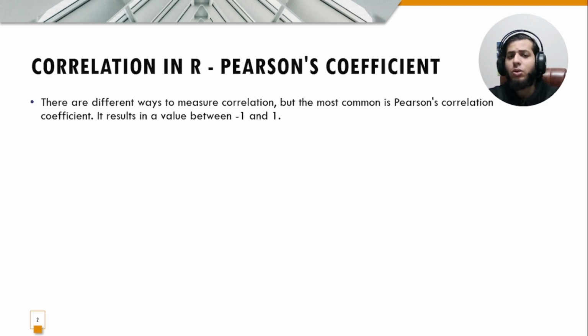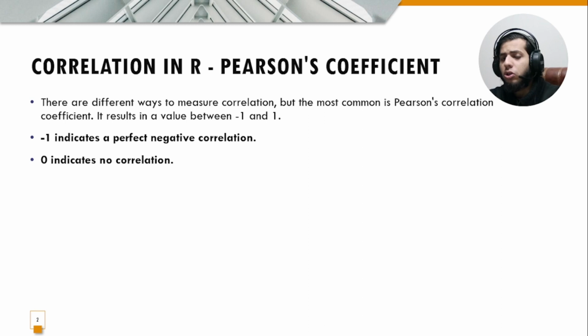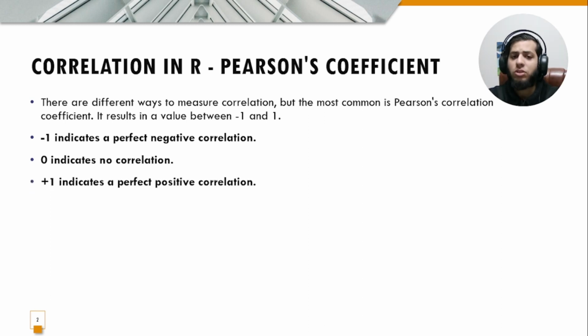The value of Pearson's correlation is between -1 and 1. -1 indicates a perfect negative relationship, 0 indicates no correlation, and +1 indicates a perfect positive relationship. So let's dive into R and do this analysis.